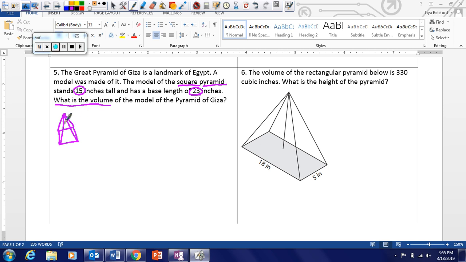It says it is 15 inches tall, and it has a base length of 23. Well, it only gives me one length. What is the other length to the bottom? It's a square pyramid, so they're both 23. So you need two formulas, square and pyramid.